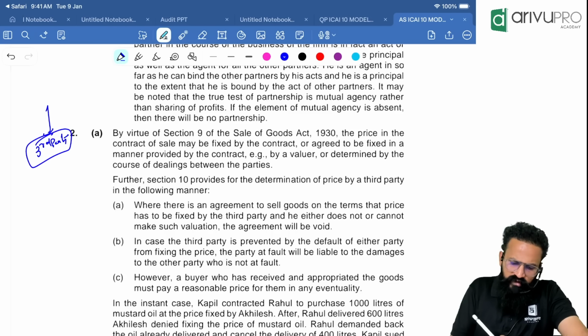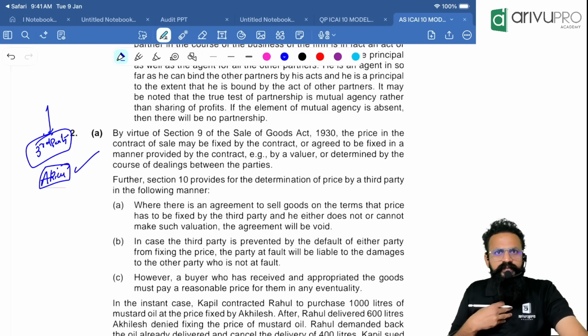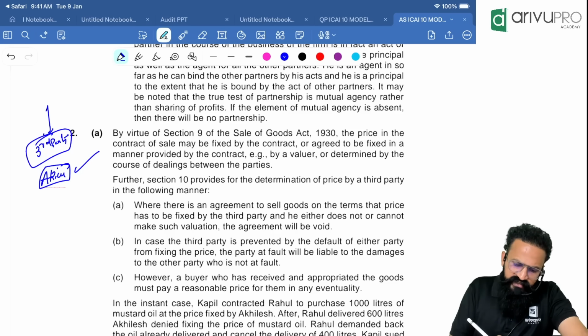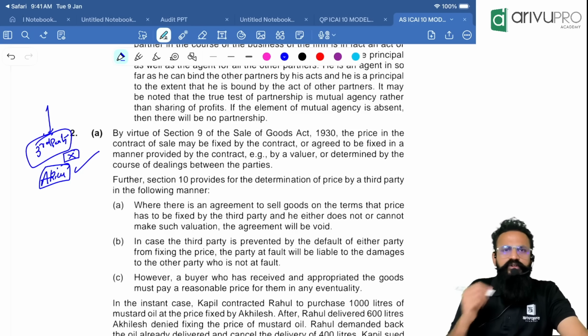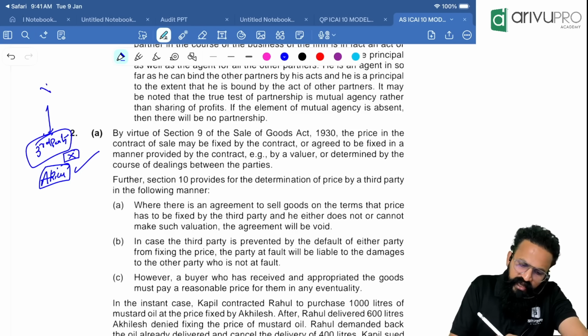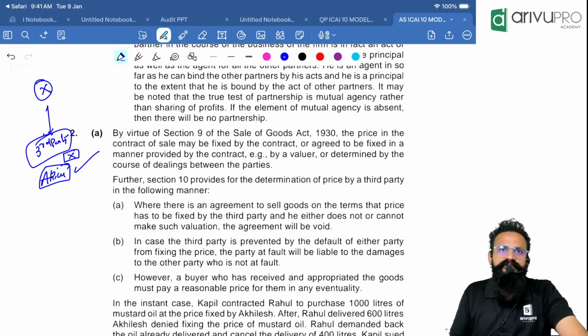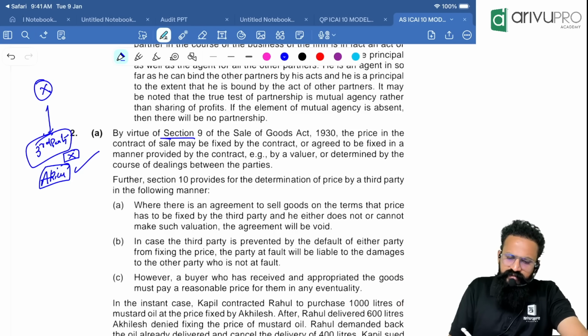Now in this case, we have agreed that whatever Akhilesh fixes will be the price. Now remember, whenever the third party is not able to arrive at the price, in such a case what can we do? We can avoid the contract, meaning the contract will come to an end. That is what section 9 says. Correct? Ascertainment of price.